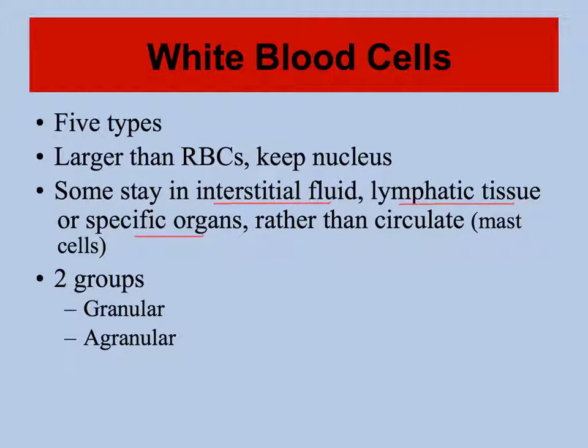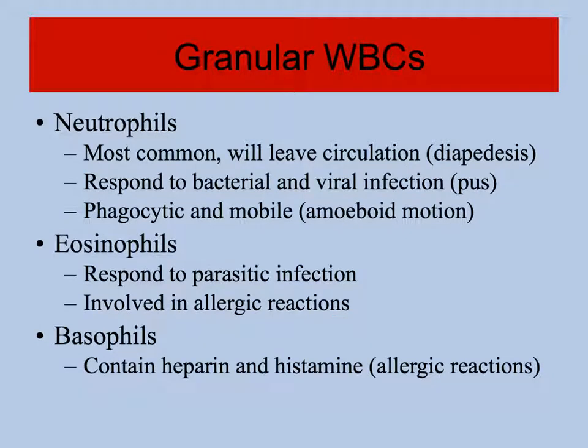We've actually heard about one of the white blood cells, but it goes by the name of a mast cell. We saw that earlier when we were looking at some of our tissues. There are 2 groups of white blood cells, and this grouping is dependent on how they look after they are stained under the microscope. So we have the granular and the agranular white blood cells. The granular cells, there are 3: neutrophils, eosinophils, and basophils. Neutrophils are the most common, and they are one of the type of cells that will leave the circulation. The fancy name for that is diapedesis.